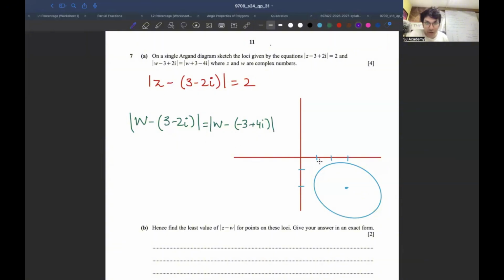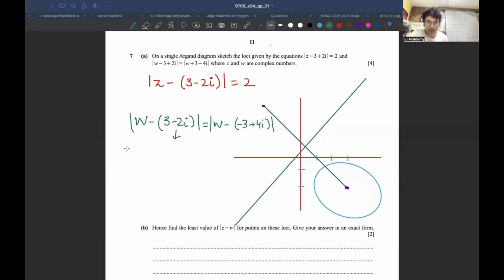So 3 minus 2 iota, okay, this is 3 minus 2 iota over here. We already have this over here. And minus 3 plus 4 iota, so let's say minus 3 plus 4 iota is somewhere over here. It means that w is exactly in between. I'll just roughly make a perpendicular bisector. So let's say this was the line connecting these 2 points. One of these points is 3 minus 2 iota.